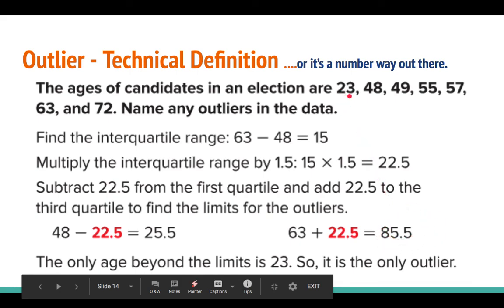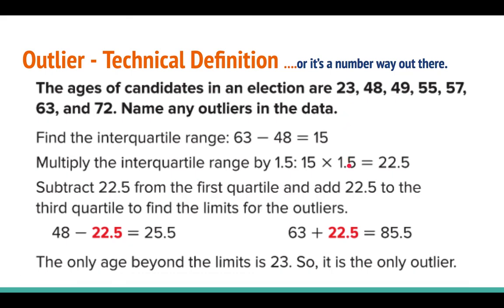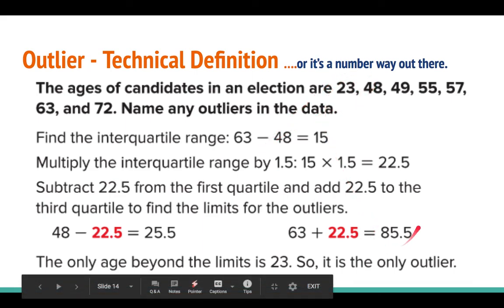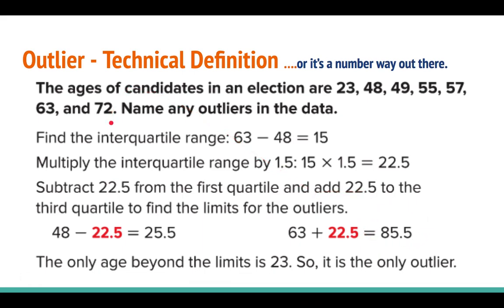Well, yeah, this 23-year-old. He is more than 1.5 times the IQR away, below Q1. He's too young, so he would be an outlier. Is there any candidates older than 85.5? No. So there's no ranges that are too big. So the only outlier in this case would be 23.